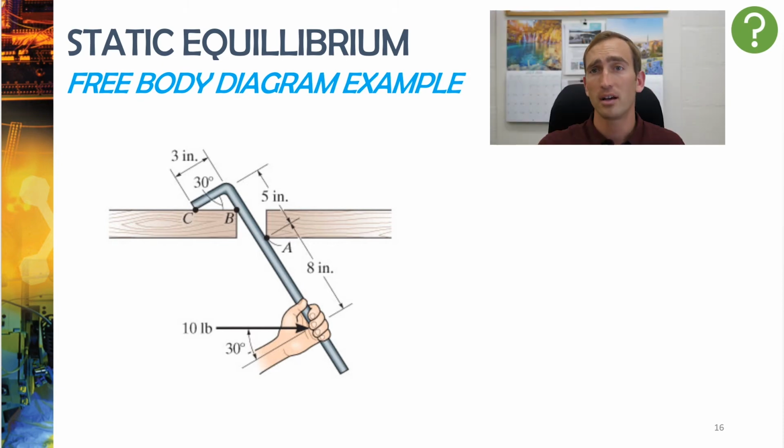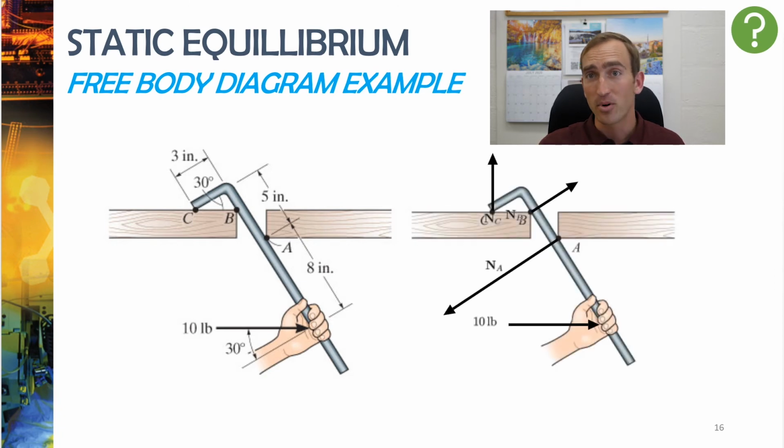Okay, hopefully you've had a minute to at least think about it and attempt it. Now here's what the answer would be. Are you surprised? Hopefully not. But remember, normal force is applied by the surface onto the object that's touching it. And the normal force is always going to be perpendicular to the object that is touching it. That's why at points A and B, the normal force is perpendicular to the rod itself.